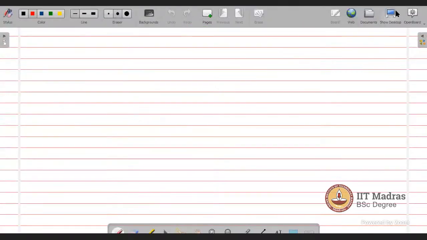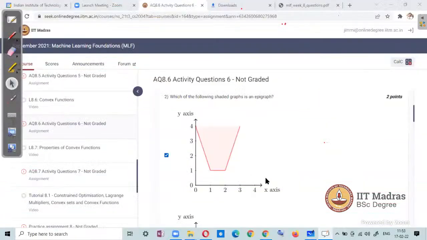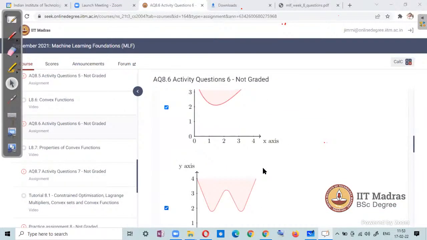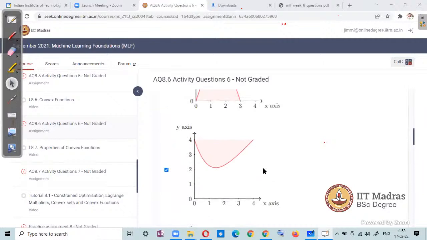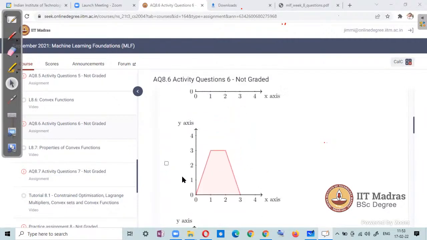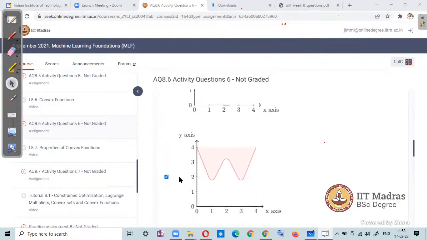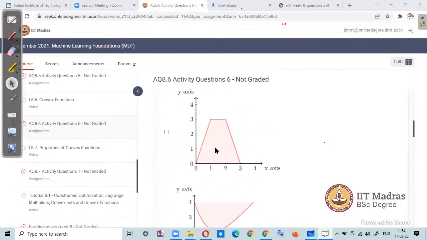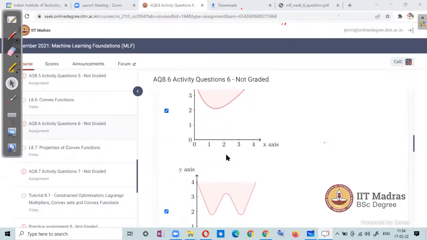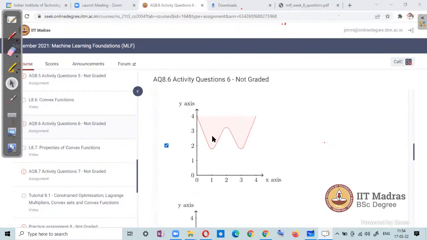We can think about it this way: if we select any particular x, then our shaded area should be above f(x) at that particular x. And that region above should belong to that function. Like in the case of B, it is not belonging. It is kind of outside the function, right, sir? Yes, in this one it is going outside the function.